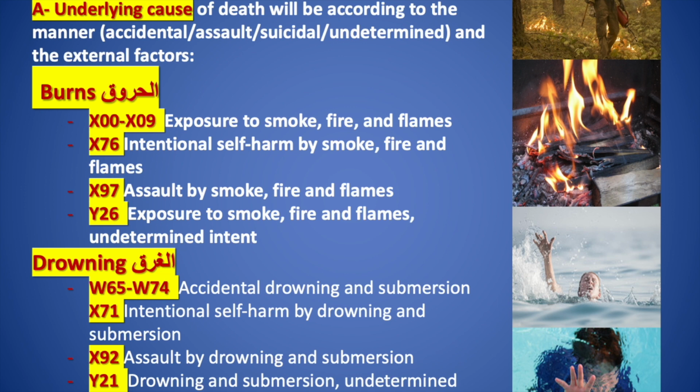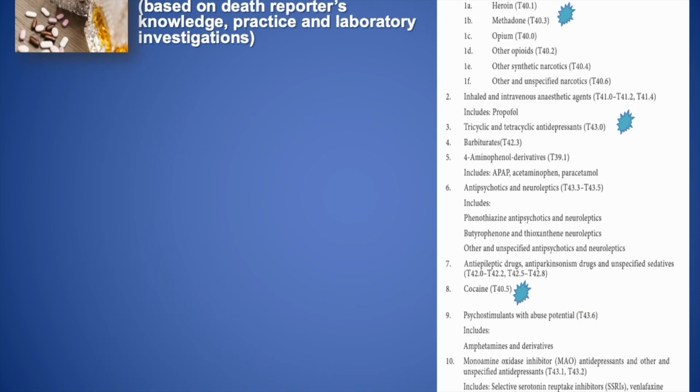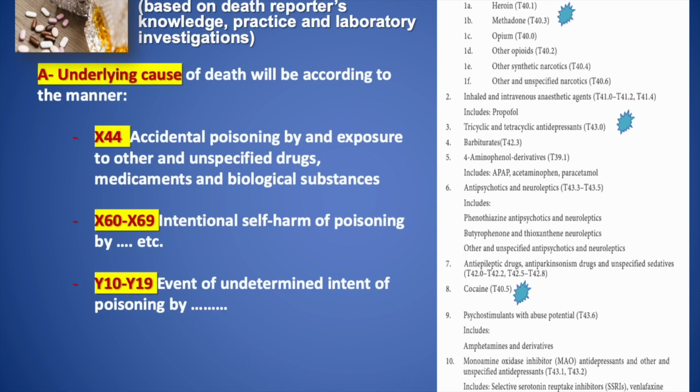The last one is death by intoxication, overdose, or effect of drugs. We will use the X and Y. Underlying cause of death according to the manner of the death: accidental poisoning by and exposure to other and unspecified drug, medication, and biological substance; X60 to 69, intentional self-harm by poisoning; and Y10 to Y19, event of undetermined intent of poisoning by whatever drug or biological substance.